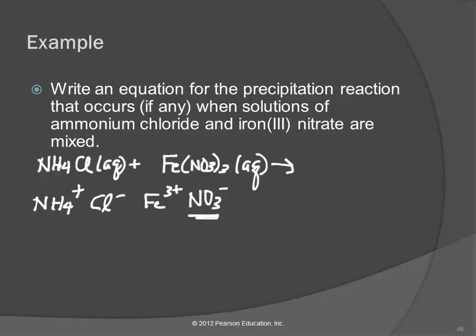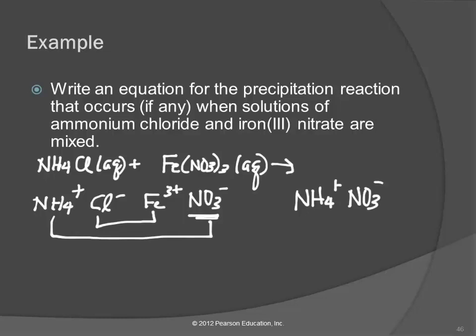So the next step is to predict the products, and we do that by having these guys switch partners to see if they hit it off any better. So over here on the right, I'm going to write the ammonium and the nitrate. And I'm going to write the iron and the chloride. Now, if you put iron and chloride first and then ammonium and nitrate next, that is fine.